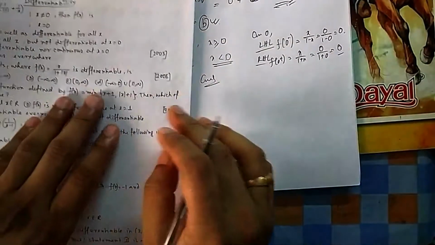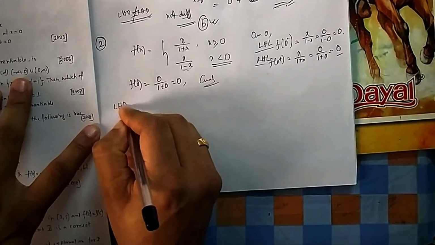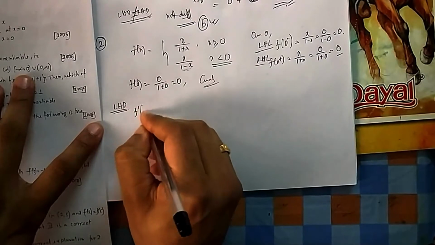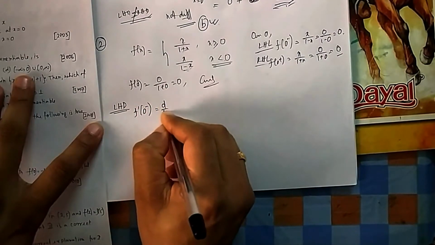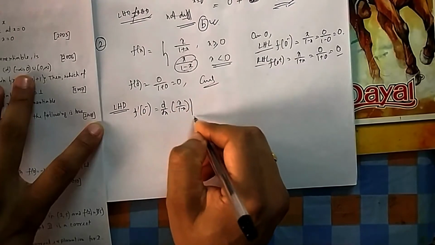Now we have to check for differentiability at 0. So for differentiability, LHD, that is f dash 0 minus, you will do differentiation of the function which is for x less than 0, then it is this one, and after differentiation we will put x equal to 0.